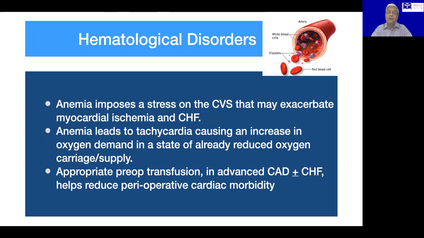The next organ we should be worried about is the hematology or the blood. Remember, anemia poses a severe stress on the CVS because it causes tachycardia, and tachycardia exacerbates myocardial ischemia and congestive heart failure. Tachycardia causes an increase in the oxygen demand of the patient in a patient who's already got a reduced oxygen supply to the coronary arteries. And in addition, patients with anemia have also got a reduced oxygen carriage capacity. So tachycardia can be very bad for patients with coronary artery disease.